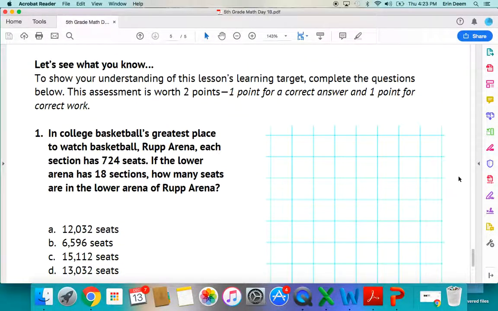Let's see what you know. To show your understanding of this lesson's learning target, complete the questions below. This assessment is worth 2 points. 1 point for a correct answer and 1 point for correct work.